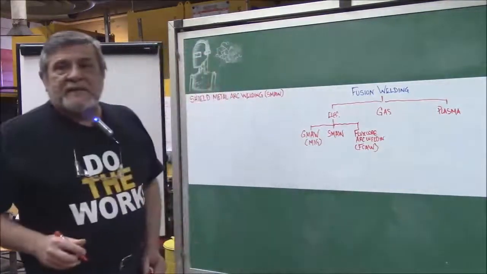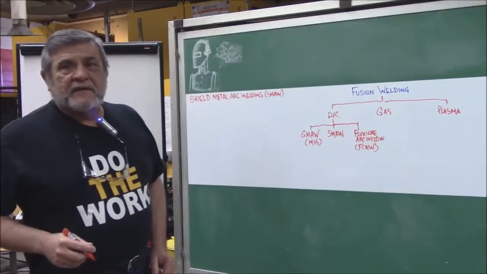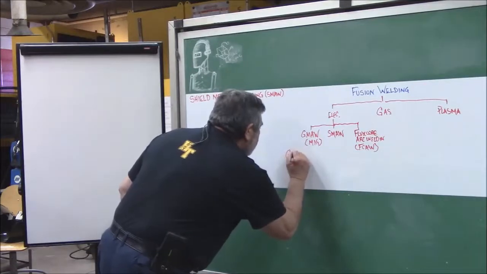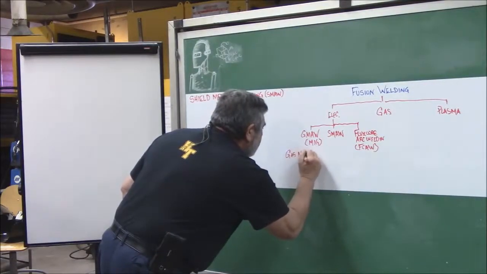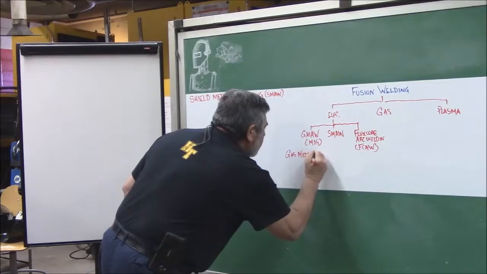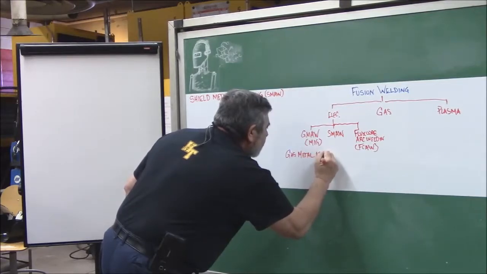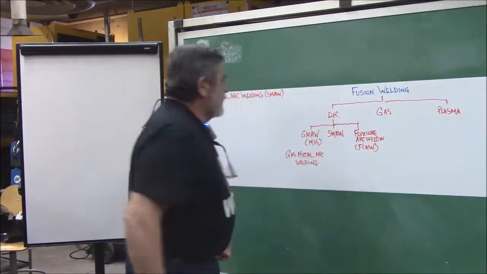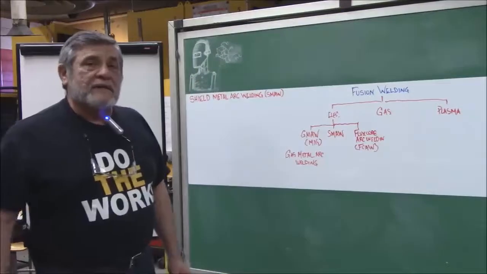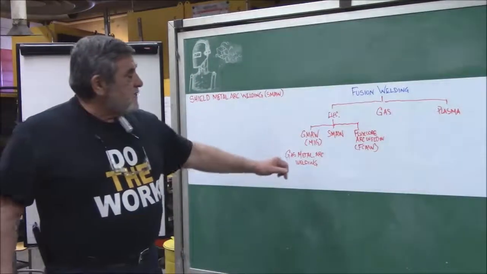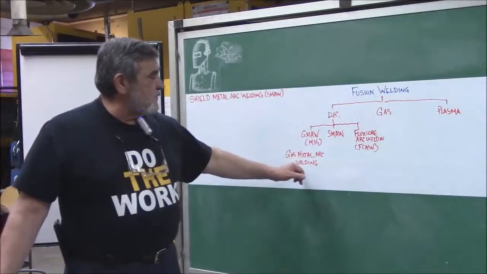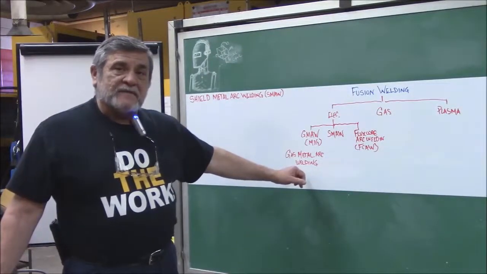The old term is MIG, right? The new term is gas metal arc welding. Gas metal arc welding and MIG is the same thing, but what we want to use when we do things here in the shop is gas metal arc welding.